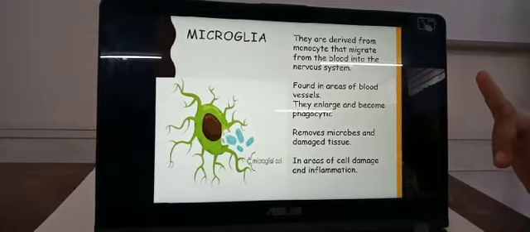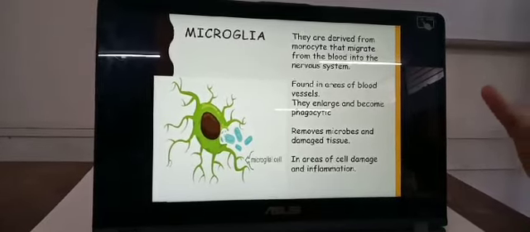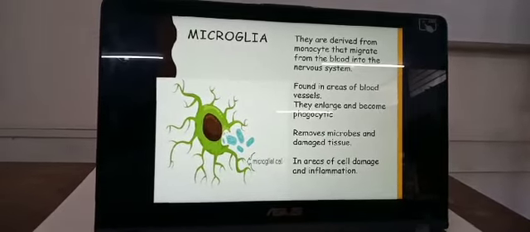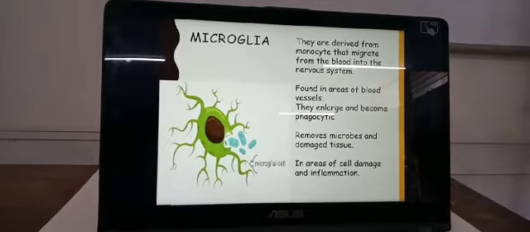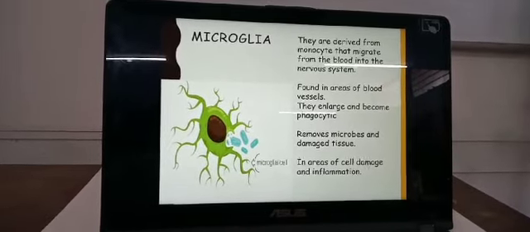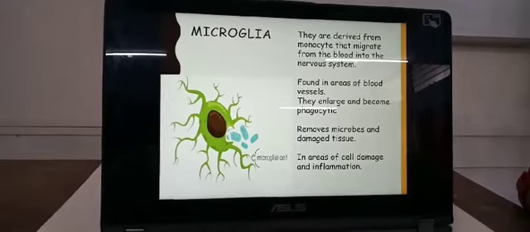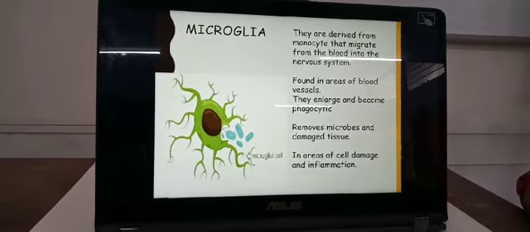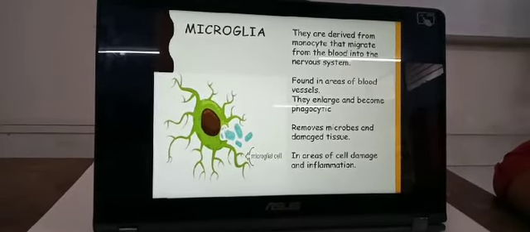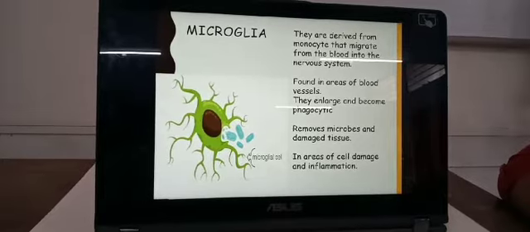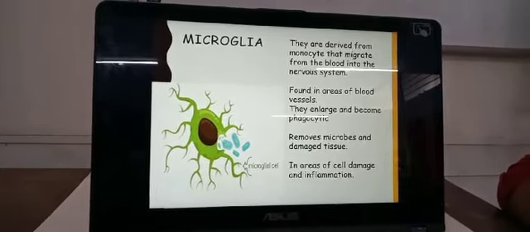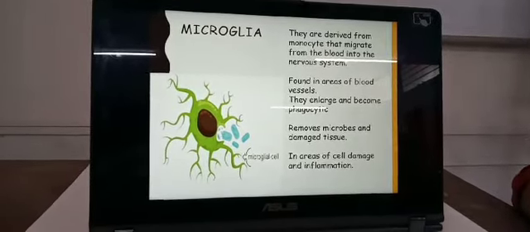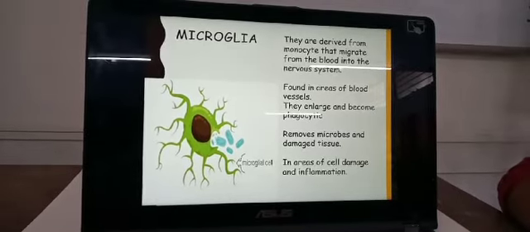Then you have the microglial cells. The microglial cells are derived from the monocytes that migrate from the blood into the nervous system. The blood produces monocytes, and the microglia migrate from the blood into the nervous system and form the microglial cells. They are found in the areas of blood vessels. They enlarge and become phagocytic. The microglial cells, when they become big, do the action of phagocytosis.